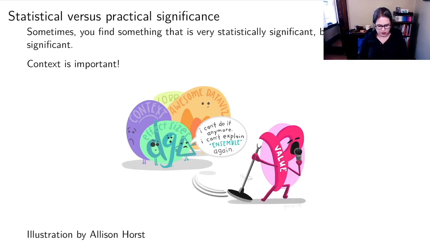So I have this little cartoon by Allison Horst, who's a data scientist who does illustrations, and she's got the p-value hogging the mic while the context is lurking in the background, really sad. There's also this idea of effect size, which is a little bit outside the scope of the class, but this is a better thing to use than strictly a p-value. An effect size is going to contain both statistical significance and practical significance, kind of in the same number.